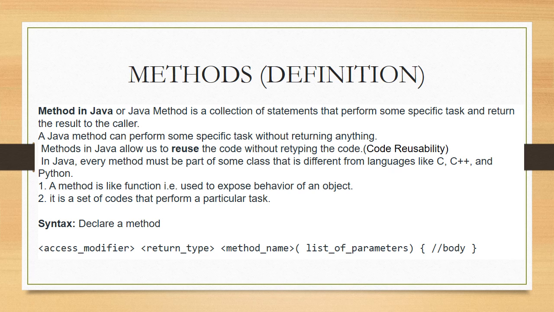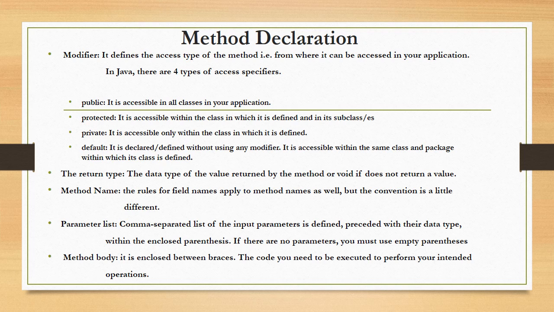Firstly, we write the access modifier. Then comes the return type. Next we write the name of the method, any valid identifier name. Then we have a list of parameters, or a method may not have any parameter. And within braces we write the body of the method. So one by one we will discuss them.